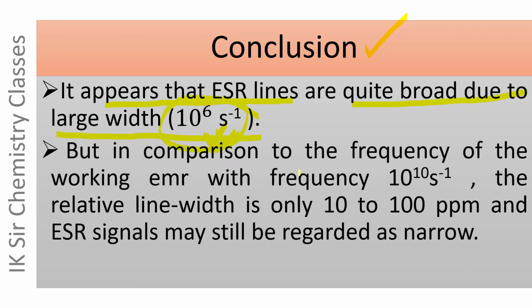But in comparison to the frequency of absorbed electromagnetic radiation, the line width is very small. The relative line width is only about 10 to 100 ppm, and the ESR signals may still be regarded as narrow. Thus, we can say that the ESR spectral lines are narrow.